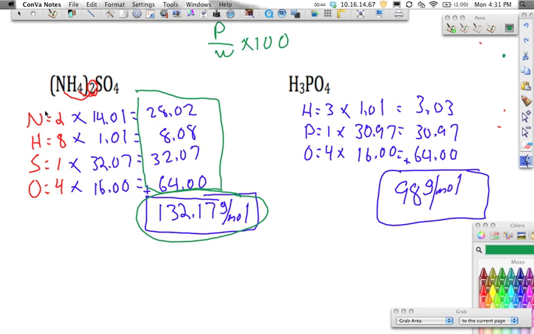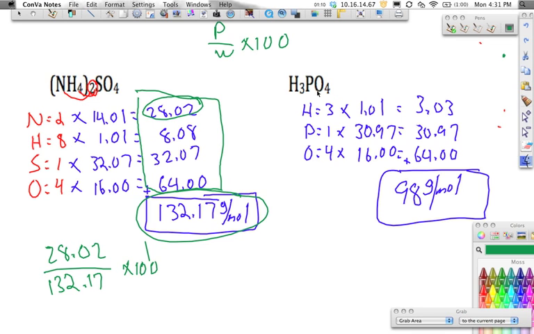If I was to ask you what is the percent of nitrogen in our ammonium sulfate, all you would do is take this part of 28.02 divided by the whole of 132.17 and then multiply it by 100. That would give us the percent of nitrogen in our ammonium sulfate.